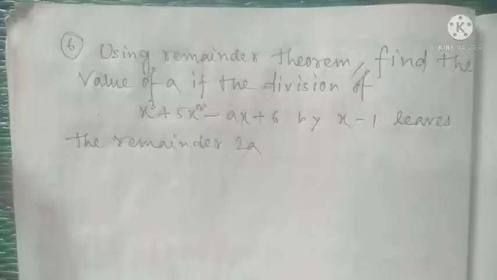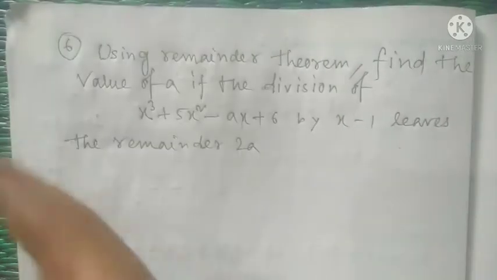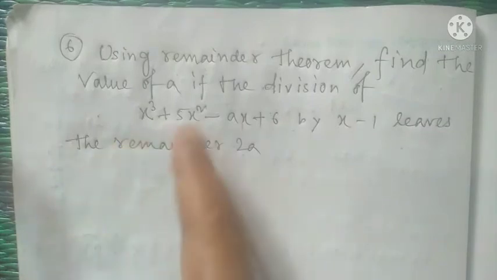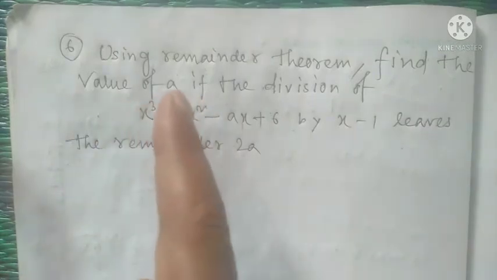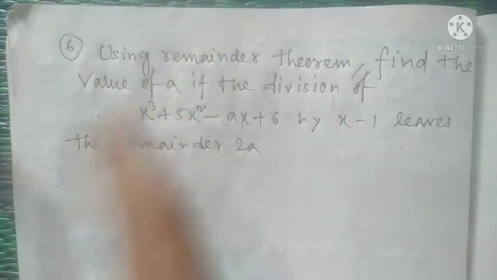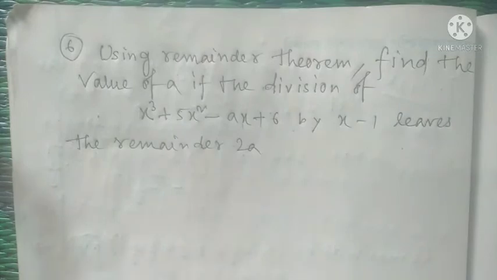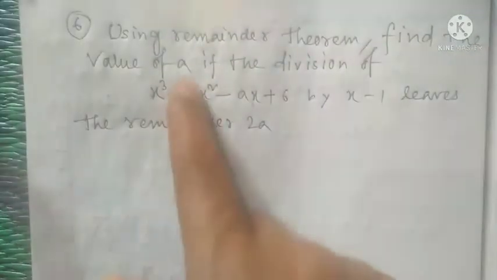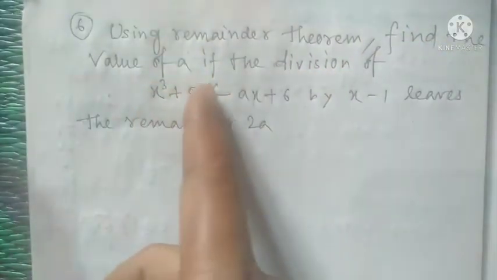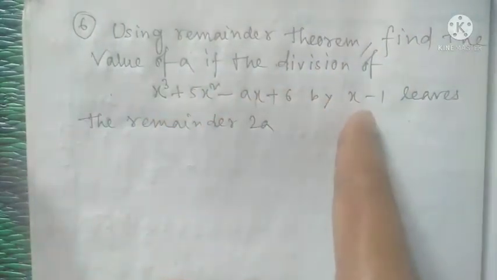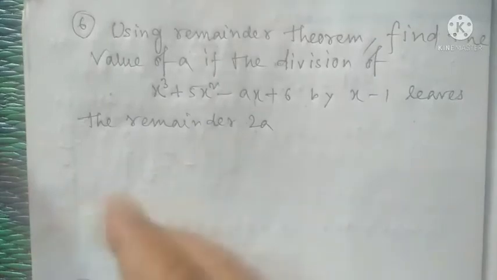Question number 5 and 6 are the same type of question. If you are able to solve question number 5, then you can easily solve question number 6. But I am telling a few words on these questions. Using the remainder theorem, find the value of a if the division of this polynomial by this polynomial leaves the remainder 2a. So you have to find out the value of a.